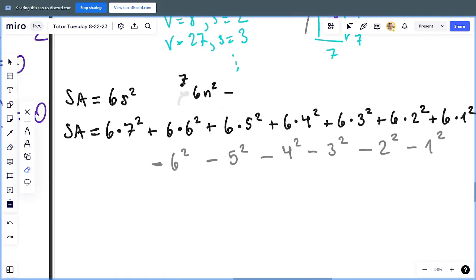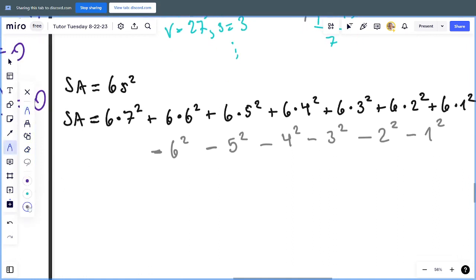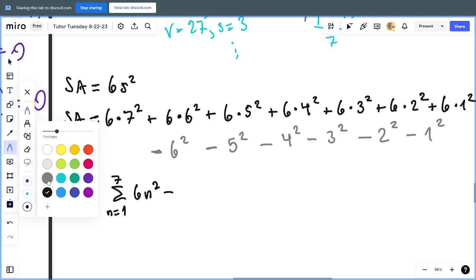If you wanted to represent this as a summation, let me write it down here in the shorthand notation. This is the sum of n equals 1 to 7 of 6n squared, and then we're subtracting off n minus 1 squared. I believe that's correct. And let me write this in gray actually, minus, to color code it between the two.